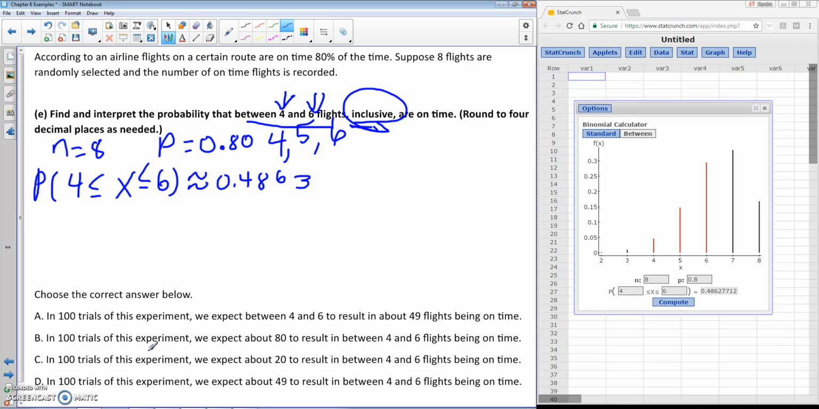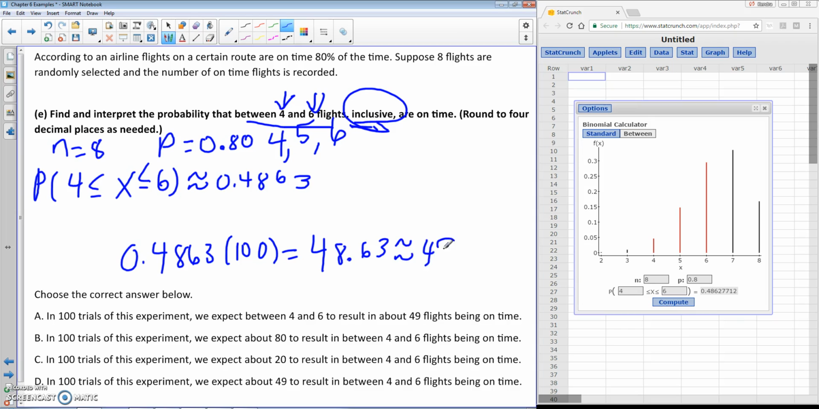So again, we multiply by 100 so that we can interpret. We're going to have 100 trials experiment, 48.63. We round to the nearest whole number. We're looking at about 49 of those trials to result in between 4 and 6 flights, inclusive being on time. So there's another example of a binomial experiment.